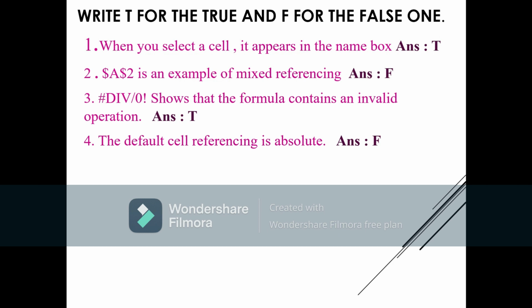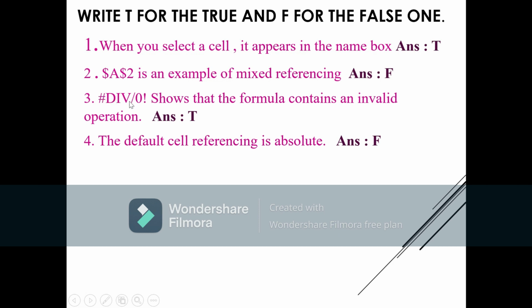Second, write T for the true and F for the false one. First question: when you select a cell, it appears in the name box. Yes, the answer is true. Second, dollar A dollar two is an example of mixed referencing. No, it's wrong, false. It's absolute.